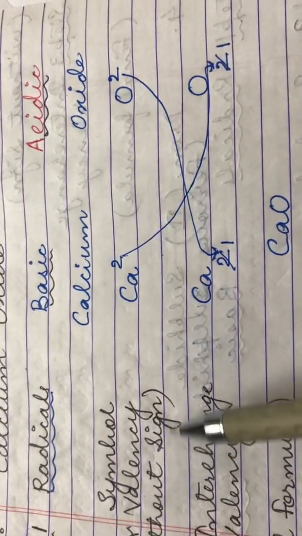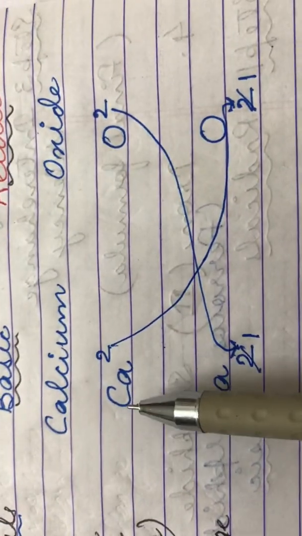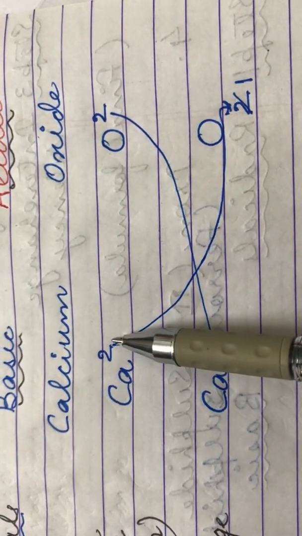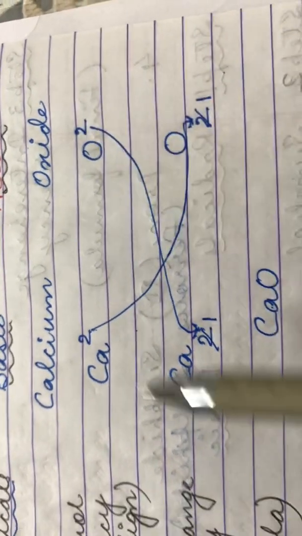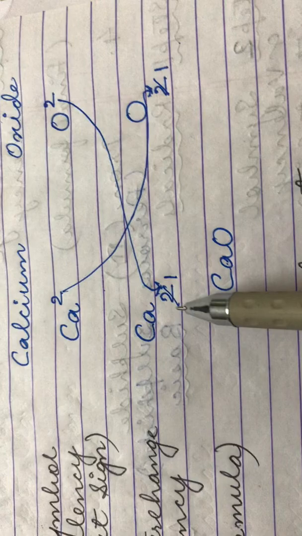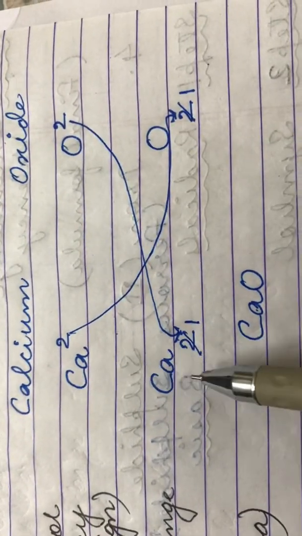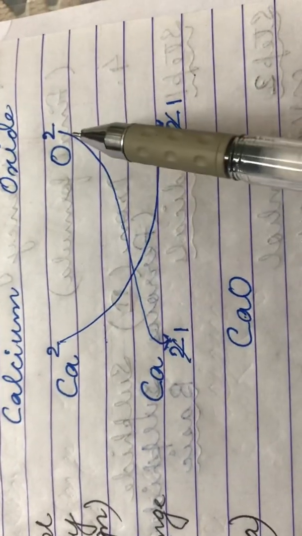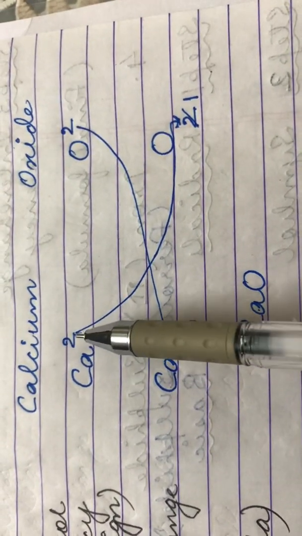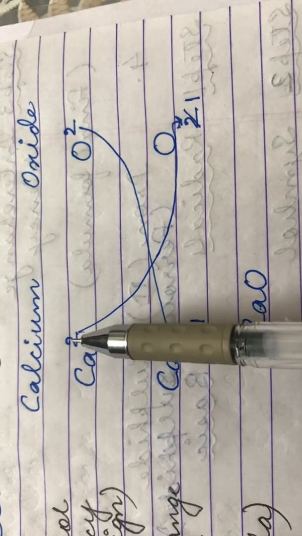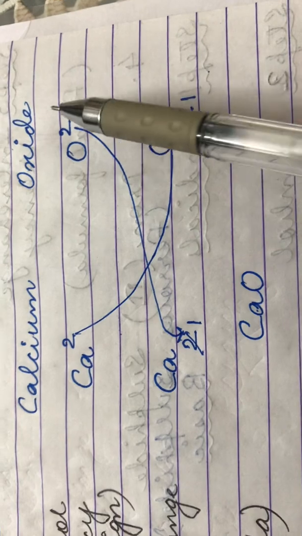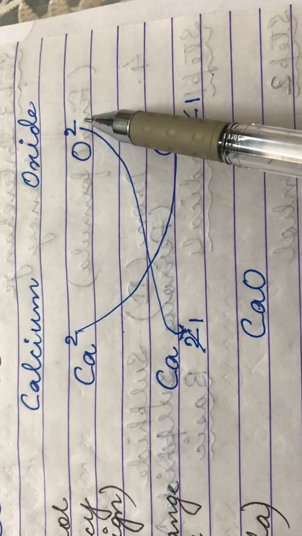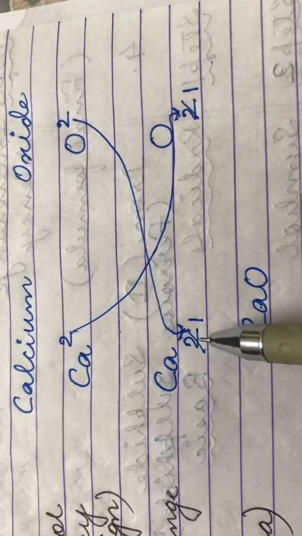So in the second step, we write the symbol and valency. Calcium's symbol is Ca, its valency is 2. Oxide is O, its valency is also 2. In the third step, we interchange the valency. But before showing the interchange, we write the symbols as they are. We write Ca here and we write O here. Now we show the interchange by the crisscross method. The 2 which was in the superscript of Ca now comes down here in the subscript of O. The 2 which was in the superscript of O comes down here in the subscript of Ca.